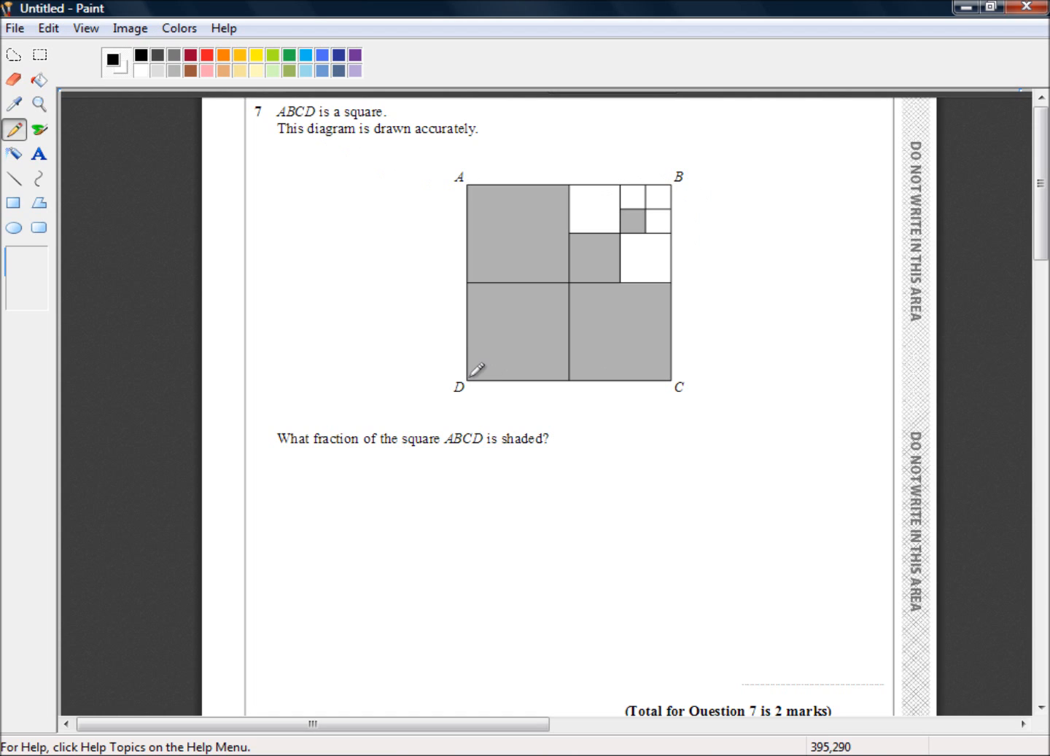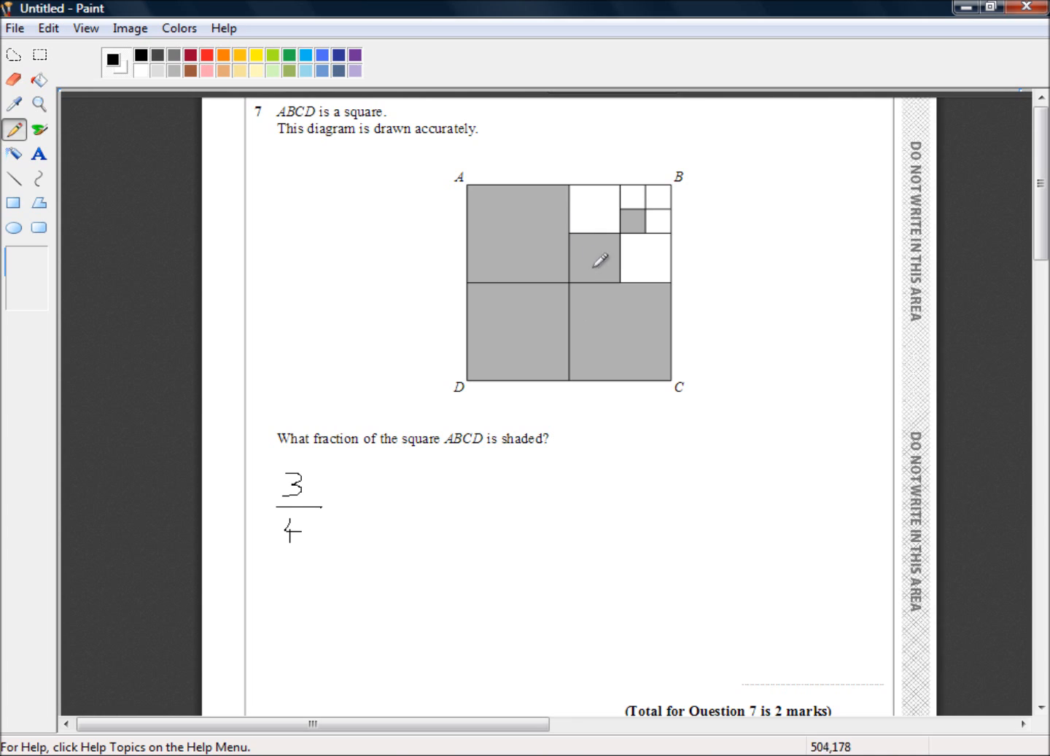ABCD is a square. This diagram is drawn accurately. Write the fraction of the square ABCD that is shaded. What fraction of the square ABCD is shaded? Okay, well, first of all, it's fairly obvious that 3/4 of the square is shaded. So we've definitely got those 3/4 of the square.